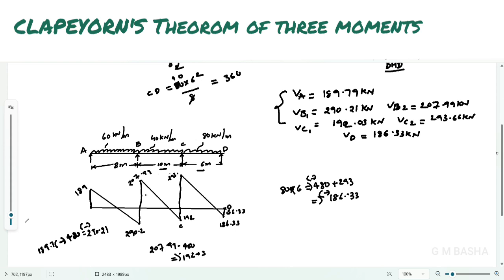This is the way how to draw this. So all these are positive and the bottom will be the negative. This is the way how you can draw the shear force diagram along with the calculation. Please practice in this way. It is very easy to draw in this method.